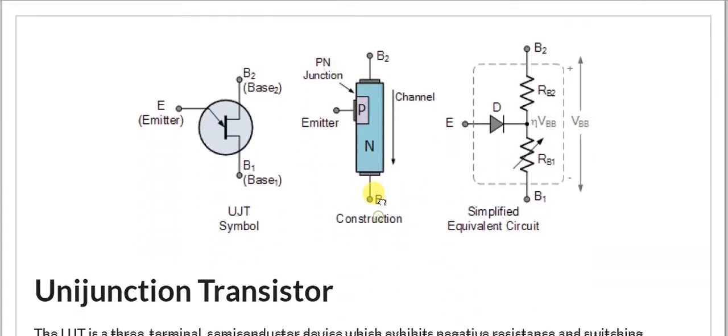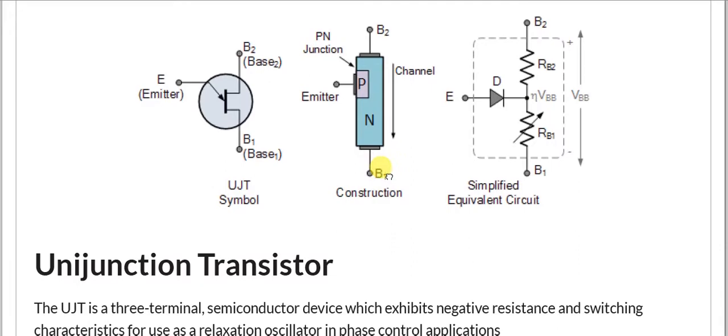This is the typical unijunction transistor. Symbolically, it is represented by this symbol, which has an emitter, base 1, base 2, and it is encircled. The emitter symbol is at a slanting angle and pointed towards the plate. We have these two bases, base 1 and base 2.